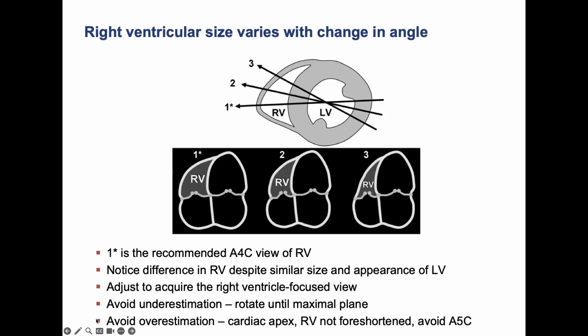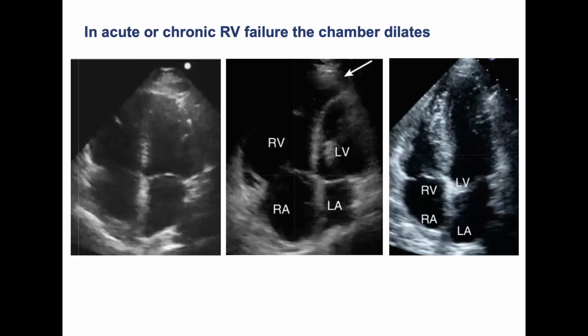And we want to avoid overestimation. So if you have an apical 5 chamber view, or if you're really, really medial, or if you're extremely foreshortened, meaning that you're not down at the apex, but you're higher up on the chest, you might overestimate the size of the right ventricle.